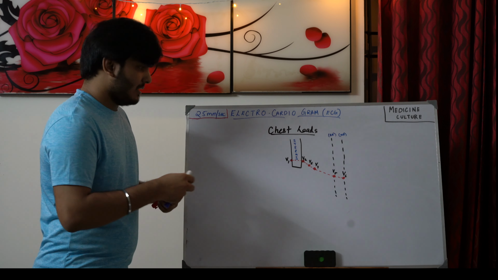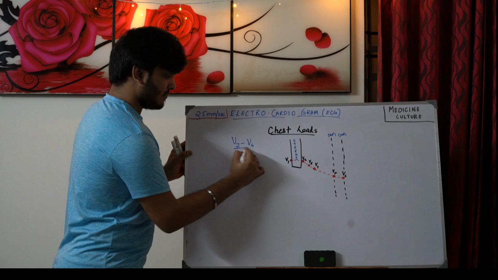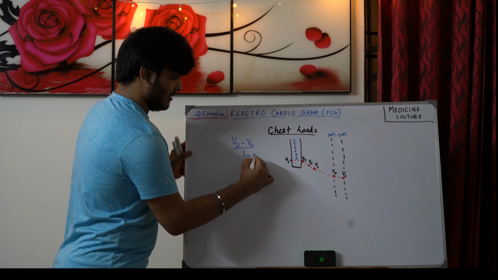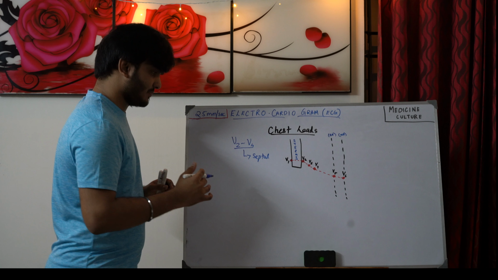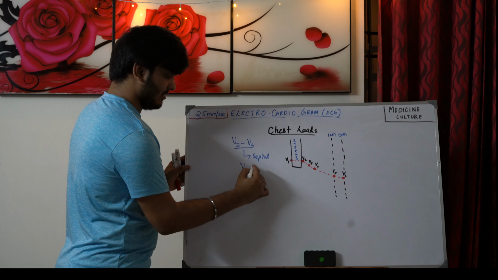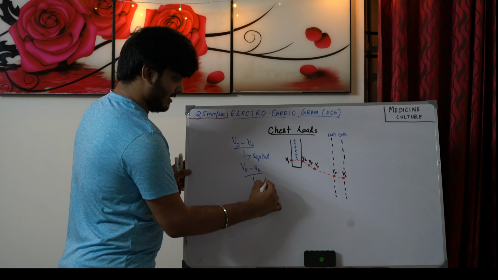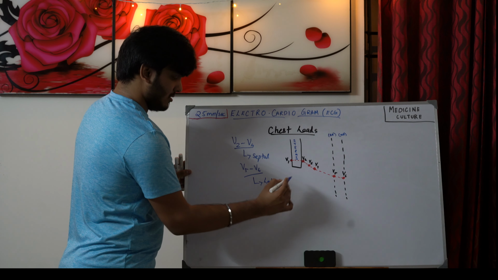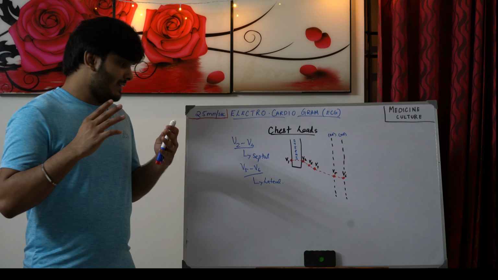But V2 to V4 will be called the septal leads. They cover the septal portion of the heart. And V5 and V6, you guys know, will cover the lateral portion of the heart. So V2 to V4 are septal, V5 to V6 are lateral.